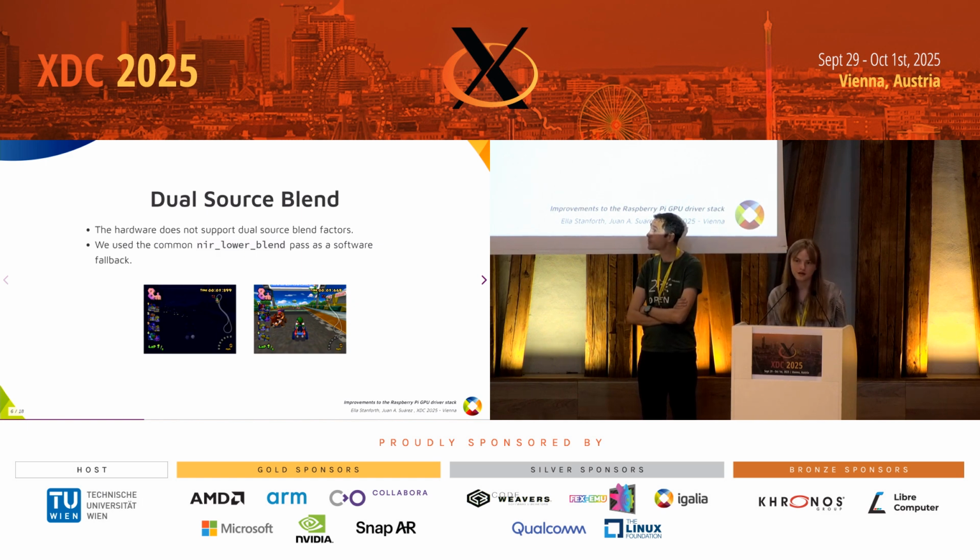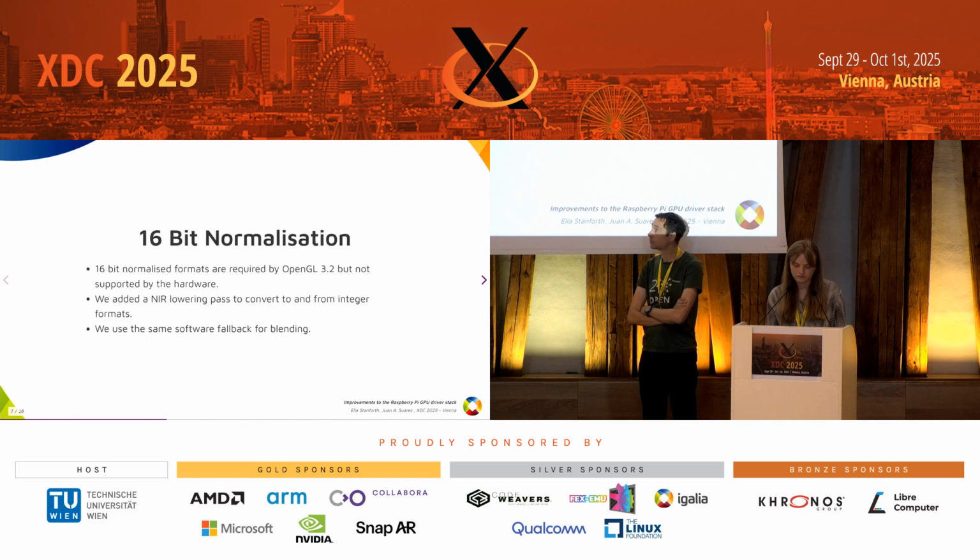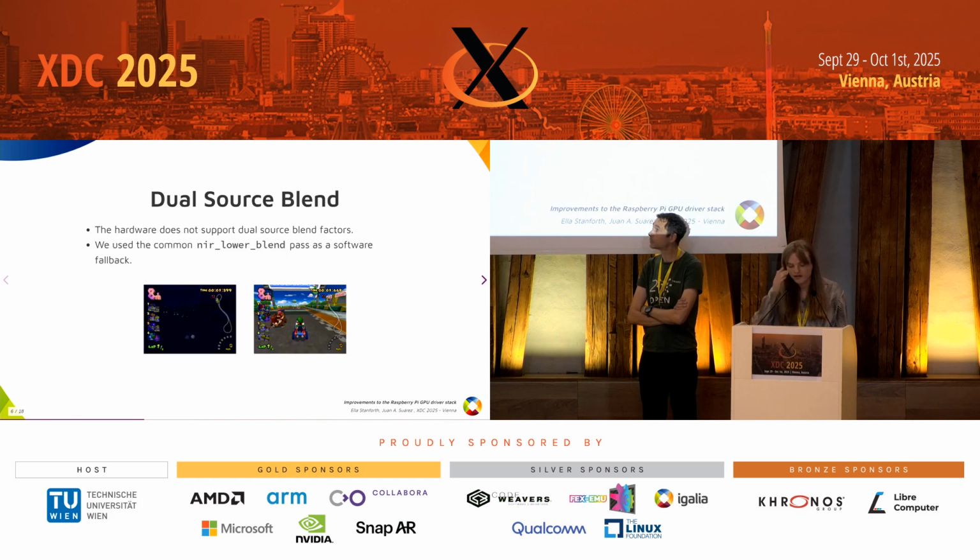Unfortunately, the hardware itself does not have support for doing much in the way of blending other than the very basics. So we needed to implement a software fallback, and for doing that, we use the common NIR blend lowering pass. With that implemented, we get a playable version of Mario Kart.